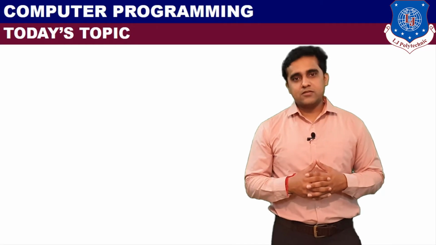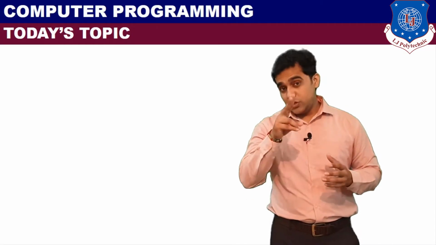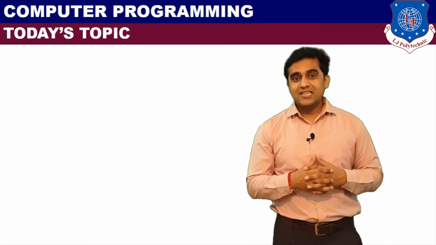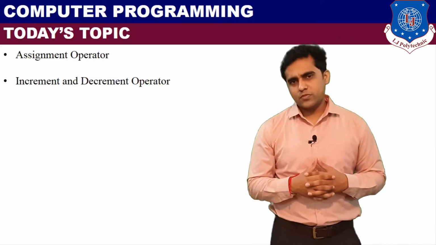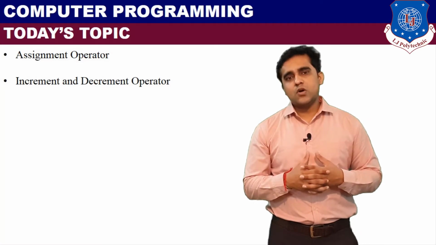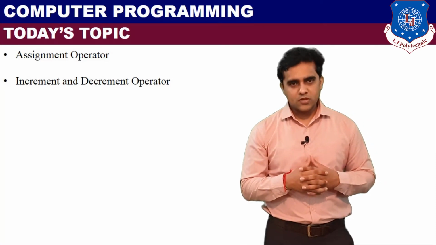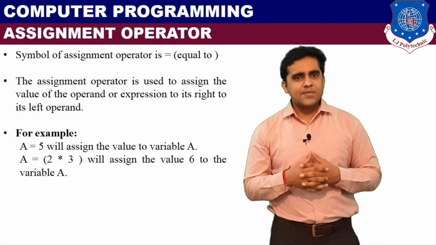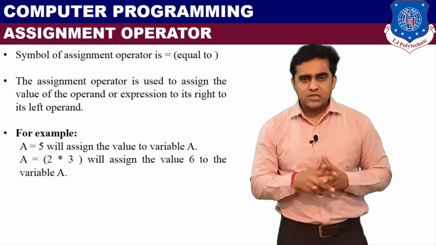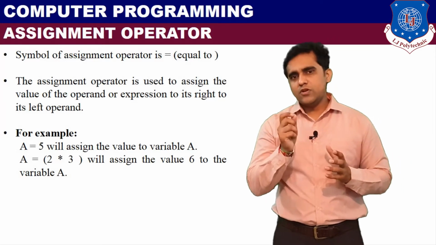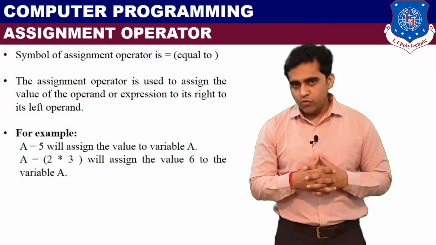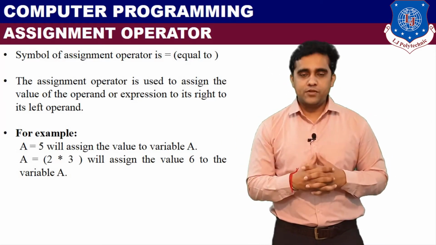In today's lecture, we are going to discuss two operators: the assignment operator and the increment and decrement operator. First, we will discuss the assignment operator. The symbol for this assignment operator is equals to, a single equals sign. The meaning of this equals to is assigning a value from right to left.